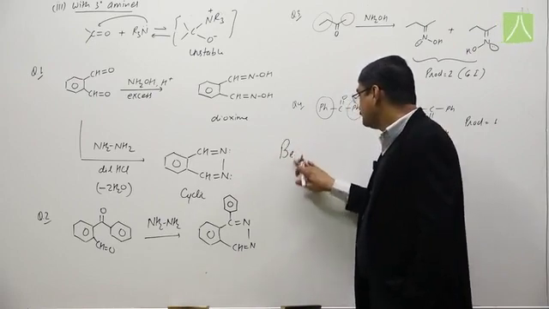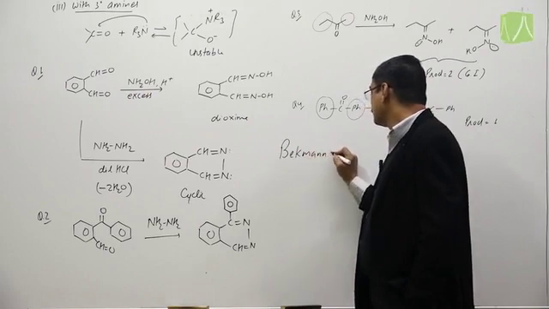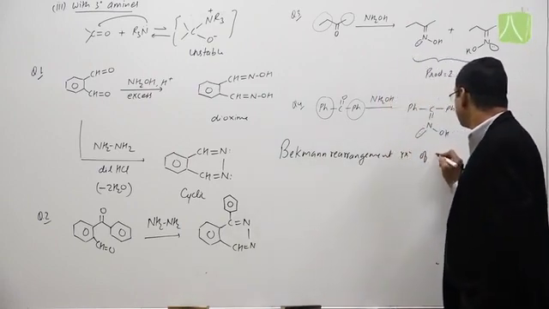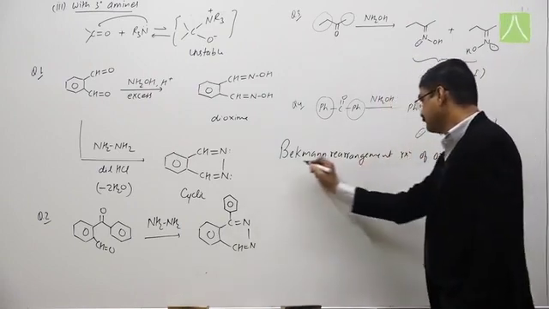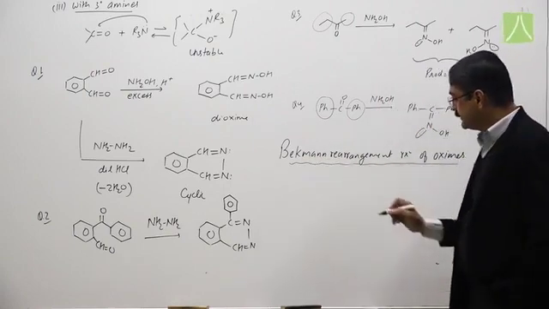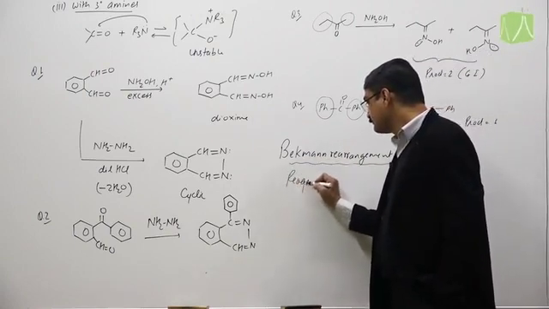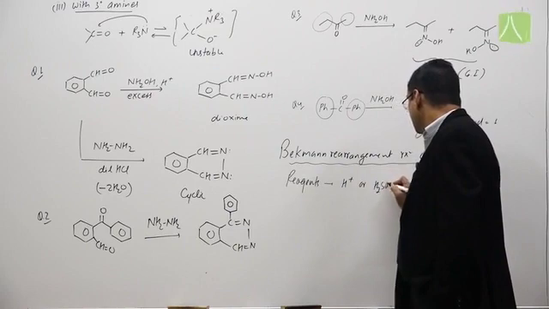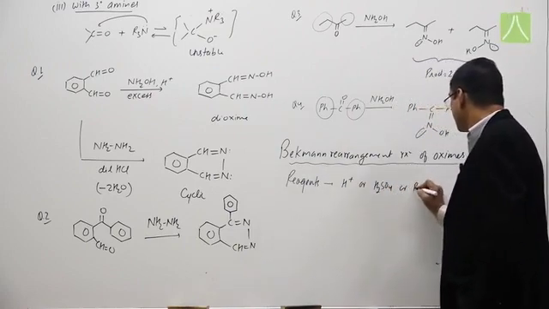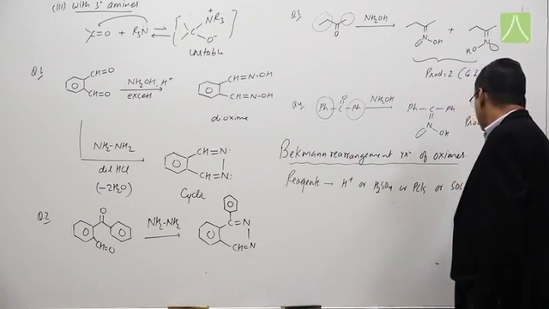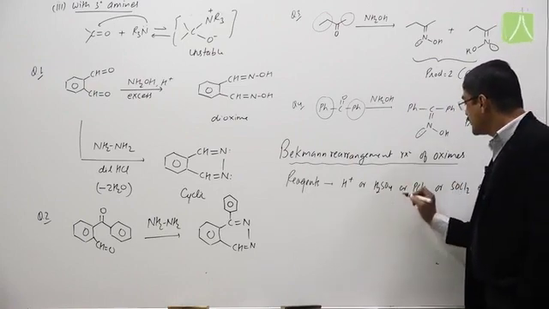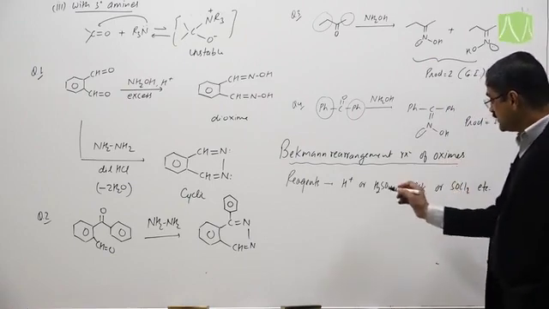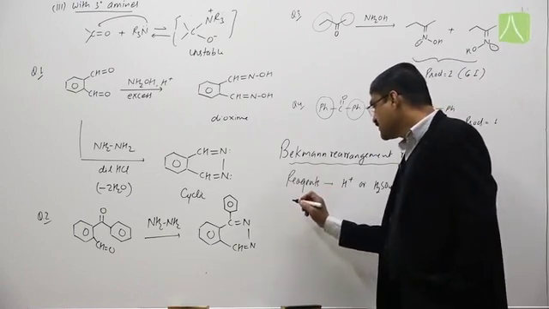Okay. Now the next reaction is Beckmann rearrangement, reaction of oximes. Reagents are H plus or H2SO4 or PCl5 or SOCl2, etc. These reagents are used to convert OH into a good leaving group. So these kinds of reagents are taken in the Beckmann rearrangement reaction.